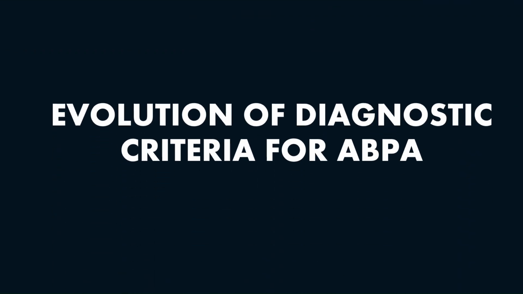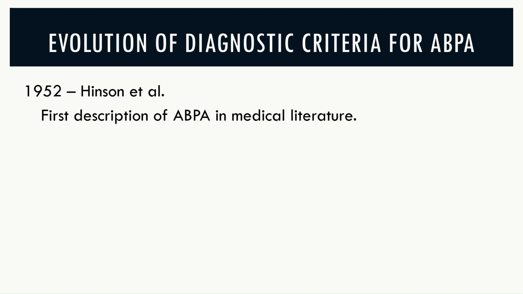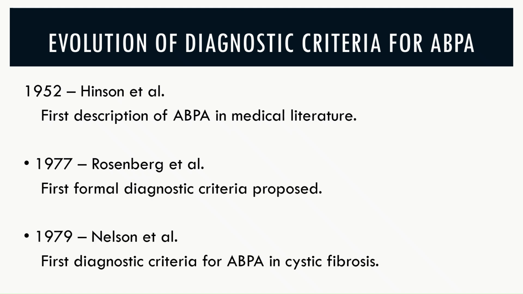Evolution of diagnostic criteria for ABPA. Allergic bronchopulmonary aspergillosis was first described in the medical literature in 1952 by Hinson and colleagues. Later, the first formal diagnostic criteria were proposed in 1977 by Rosenberg and colleagues. Later, Nelson and colleagues developed the first diagnostic criteria specifically for ABPA in patients with cystic fibrosis.